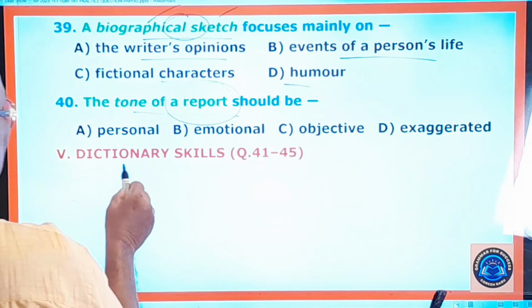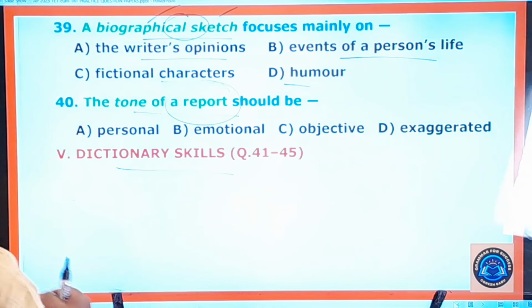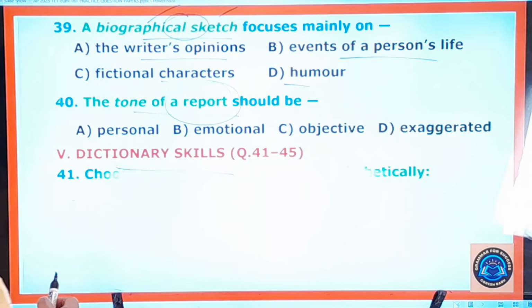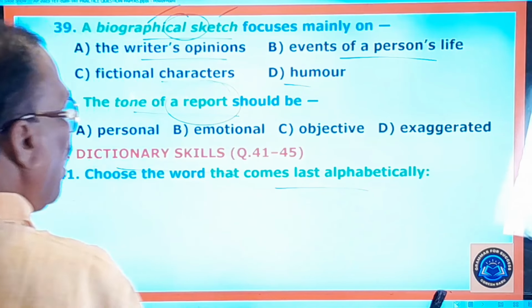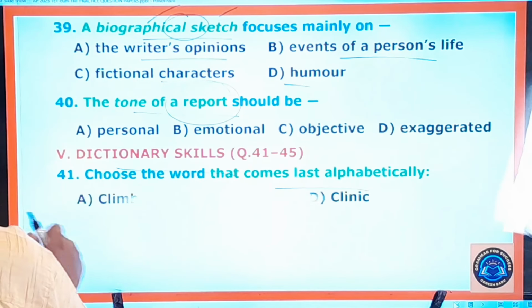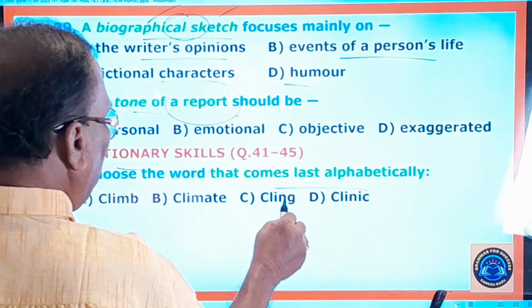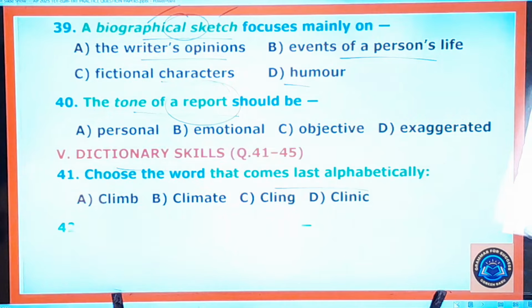And here dictionary skills are there. On the dictionary skills also, I have framed 5 questions, and now you pay attention to the 41st question. Choose the word that comes last alphabetically. And what are the words given here? Climb, climate, cling, clinic. Okay, and you go to the next question.